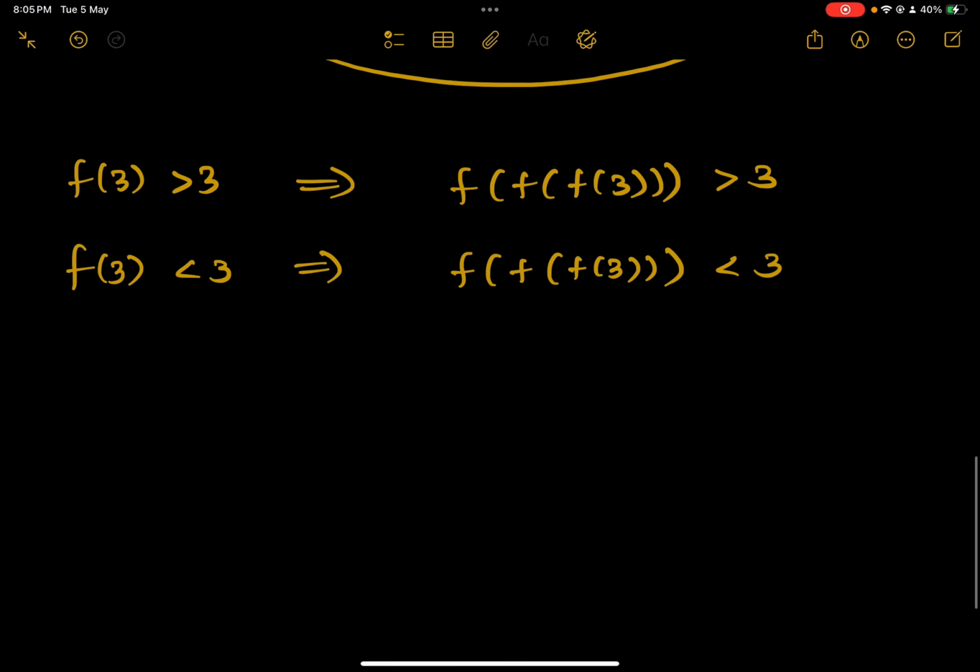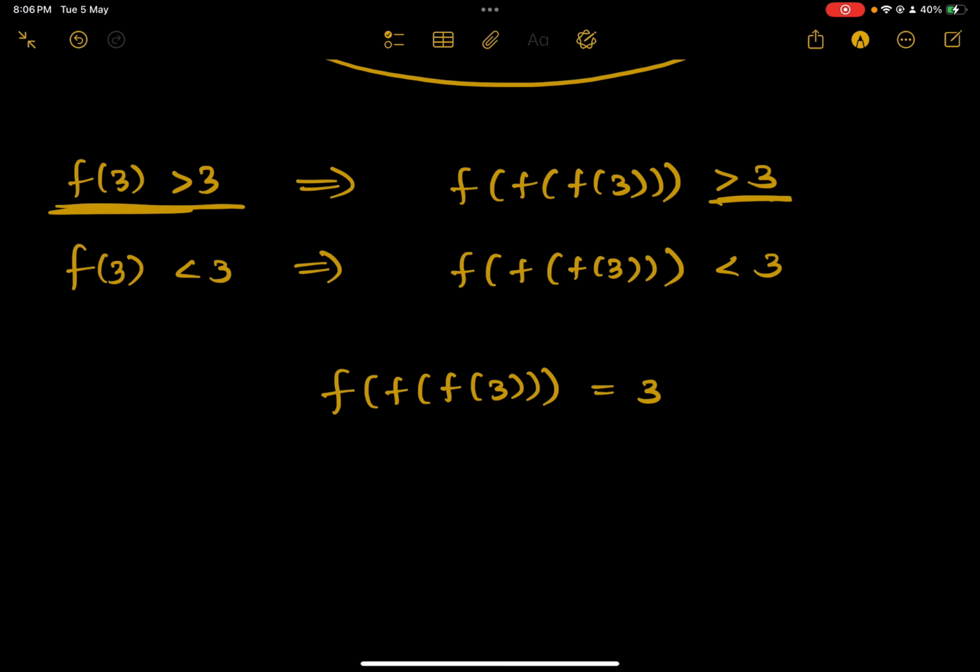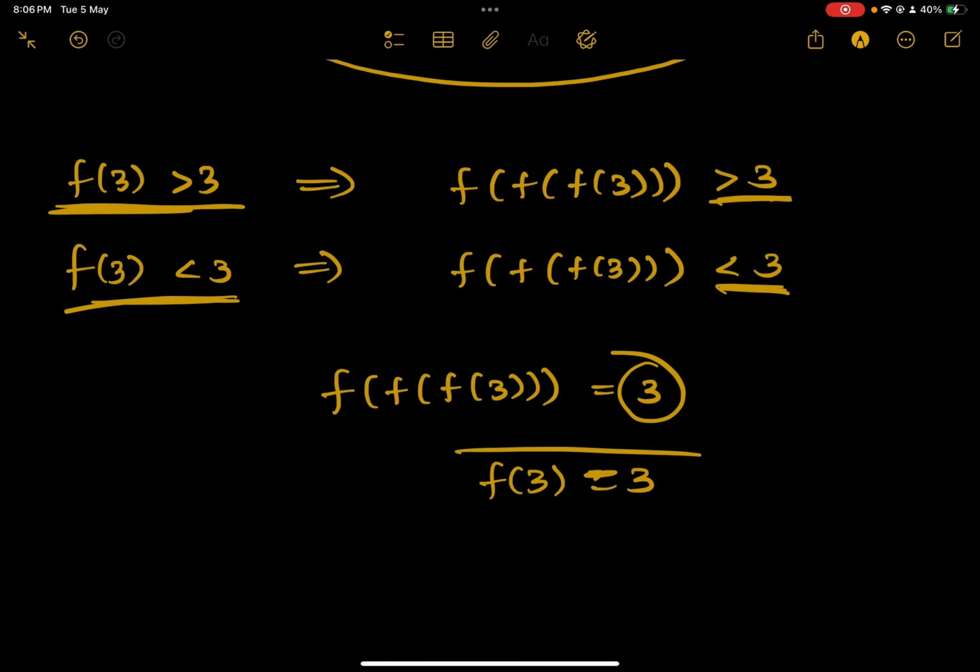But what is given in the question? In the question, it is given that f of 3 is 3. So, if this is greater than 3, f of 3 has to be greater than 3. If it is less than 3, f of 3 has to be less than 3. If it is equal to 3, your f of 3 must be 3. Alright. So, this is the conclusion that we have achieved.